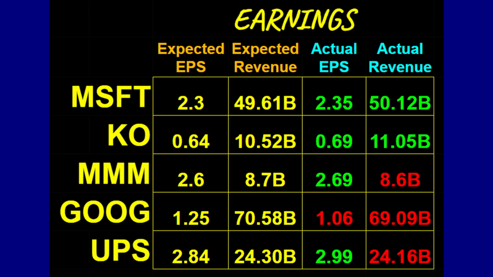So UPS. UPS had a mix as well, like 3M. They beat on earnings, coming in at $2.99 versus the expected $2.84. Their revenue was a miss. They came in at $24.16 billion versus the expected $24.3 billion.